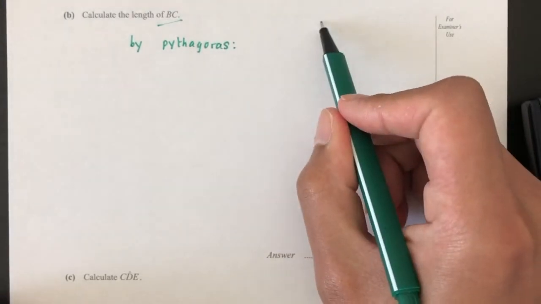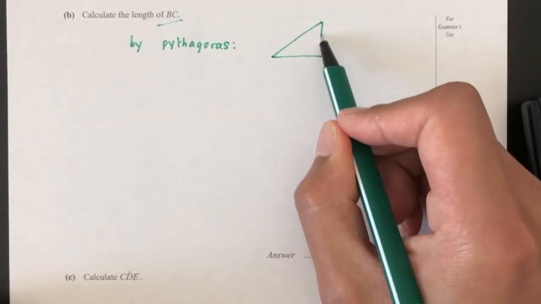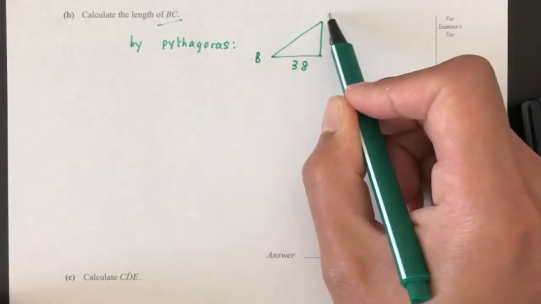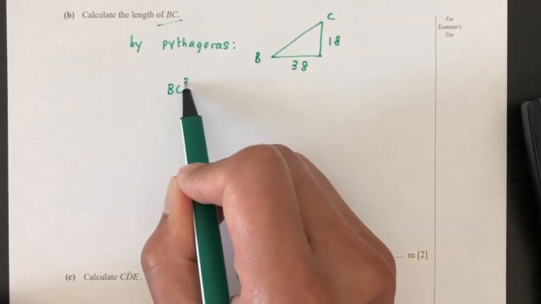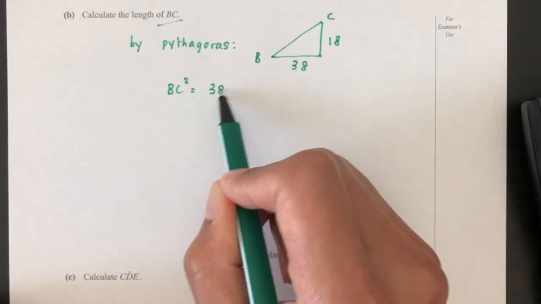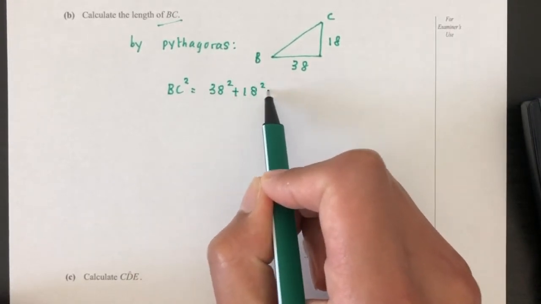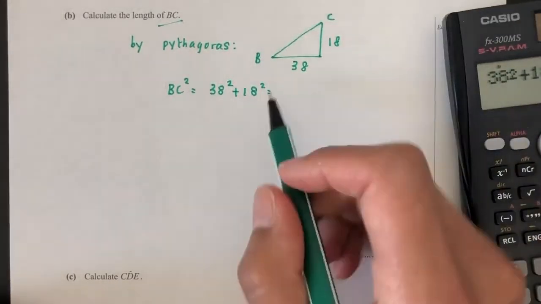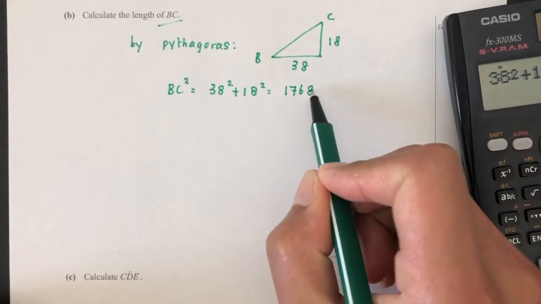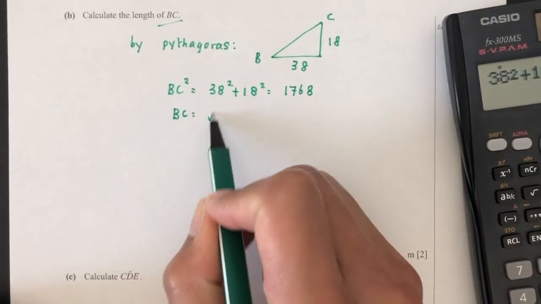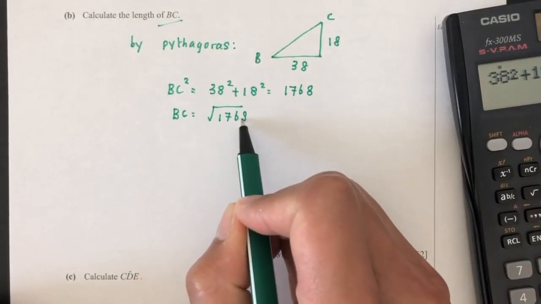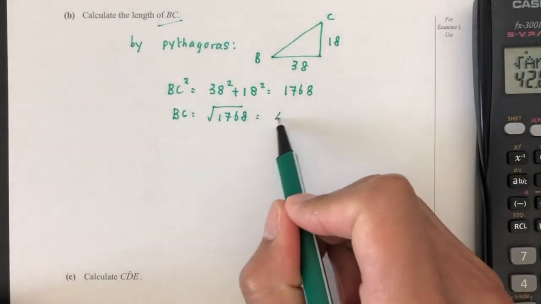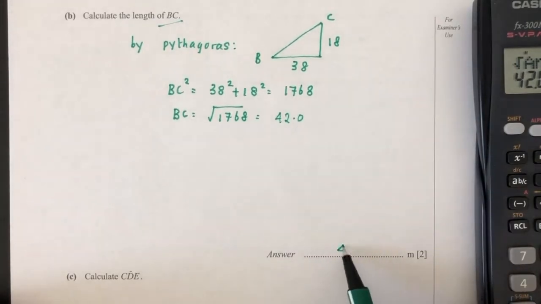Given that we have this shape, so BC, then we have this. This is 18, this is 38, this is B, and this is C. So we know BC square is equal to 38 square plus 18 square, which is what? 38 square plus 18 square, that will be 1768. So BC will be root of 1768. That will be 42.0. So 42.0 will be your length of BC.